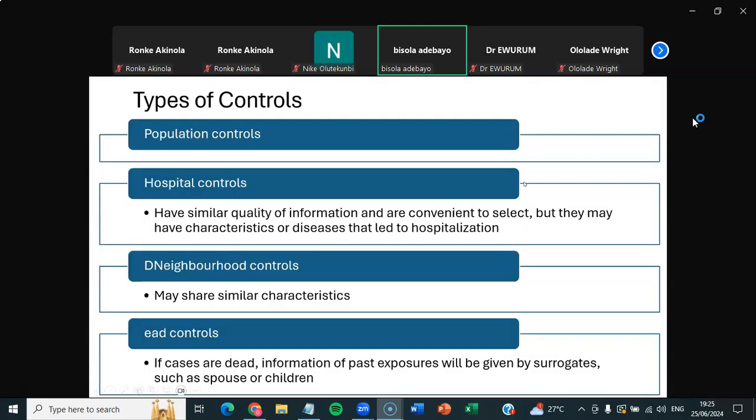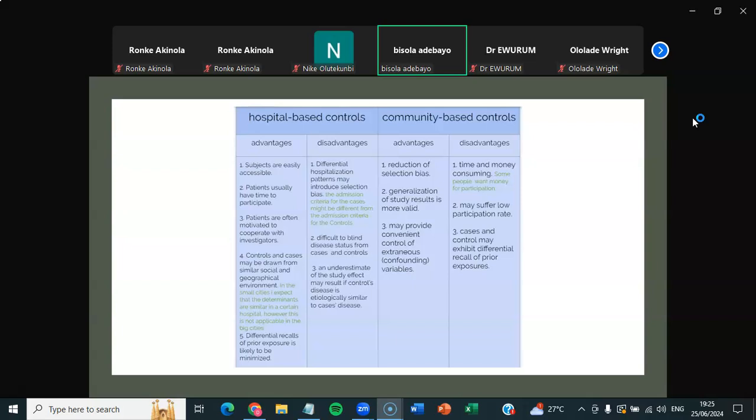So what are the types of controls? We have population controls, hospital controls. They may be convenient, however, may be affected by characteristics of the disease that brought them to the hospital, even though it's not of interest. We also have neighborhood controls and death controls as well. So these are just the advantages and disadvantages of two: generally, hospital controls are more accessible. Patients have time to participate. But differential hospitalization patterns may introduce some bias.